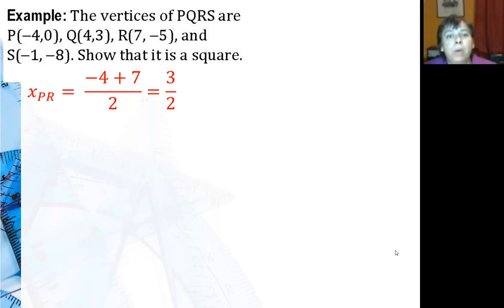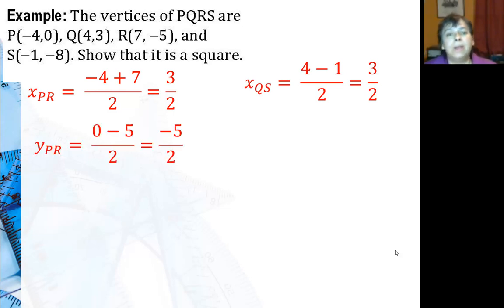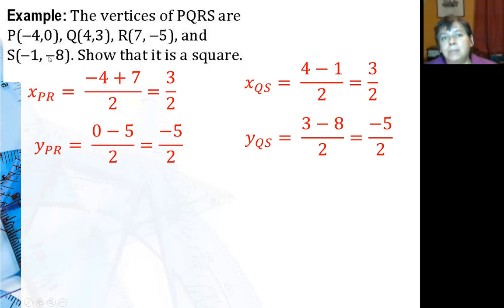So my midpoint for PR is 3/2 for the x-coordinate, and for QS, it's also 3/2. So that's the same x-coordinate for both. That's a good sign. I'll do the y-coordinate for PR, -5/2. And my y-coordinate for QS is -5/2. So when I do P to R, the midpoint's the same as Q to S. So the diagonals do bisect each other since they share the same midpoint.